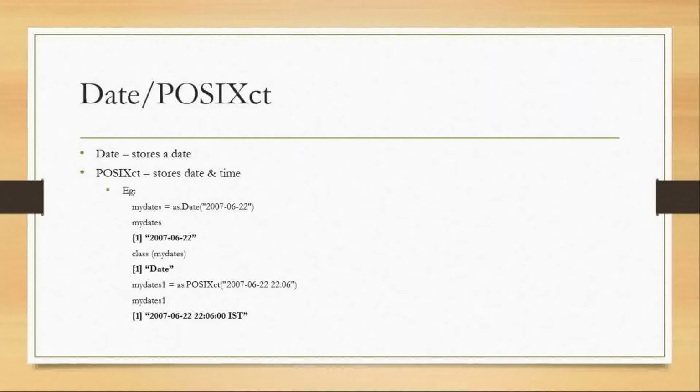My dates variable is assigned a value 2007, that is year, 06, month, and 22, date: year, month, and date. So it returns the date. The class function, which is an inbuilt function, obviously returns Date as the output for my dates. The example for POSIXct is the date and time. As you can see, both the date and time are returned.